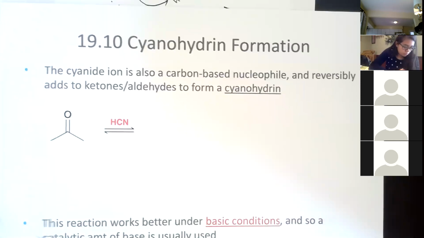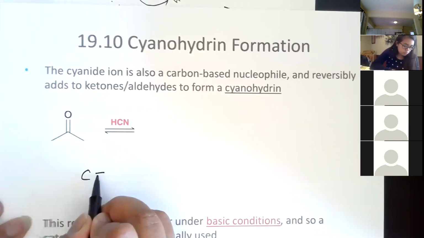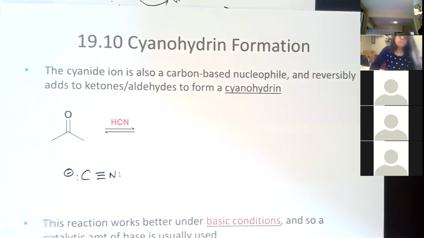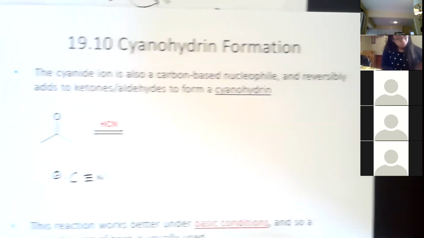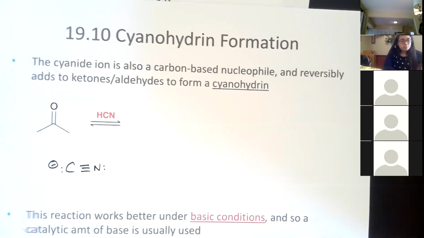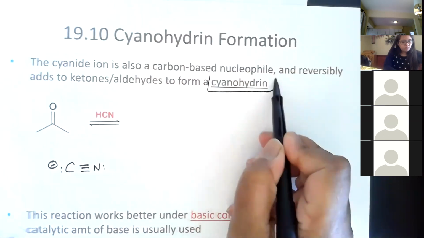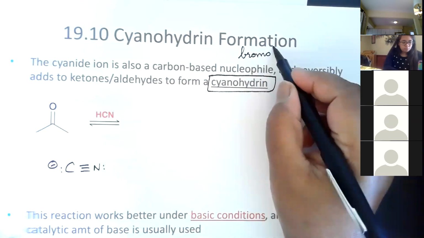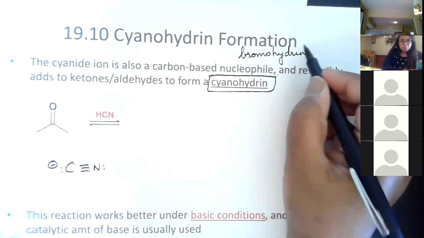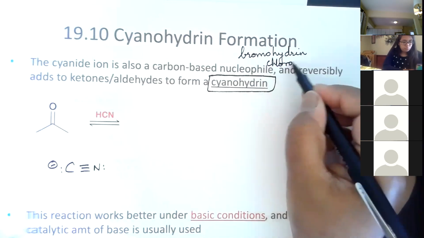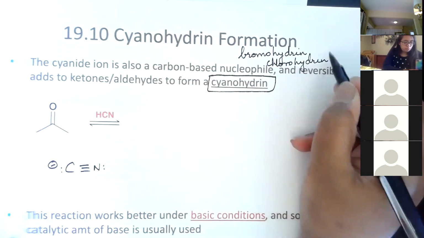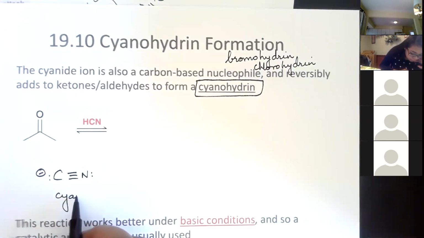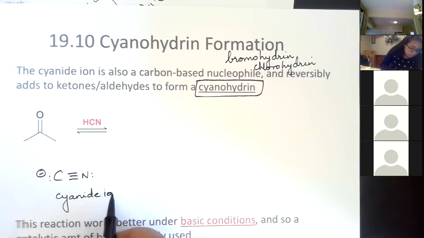All right, the other carbon compound that I talked about is this guy. That's the Lewis structure. And with the carbonyl compound, you form what is called a cyanohydrin. Remember? Bromohydrin, chlorohydrin. This is cyano. CN minus is the cyanide ion, the poisonous salt.